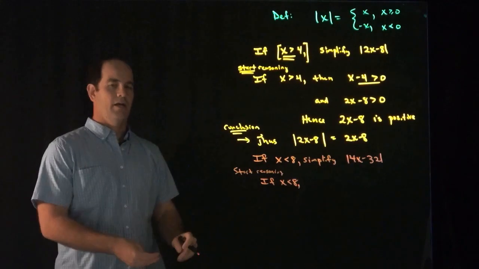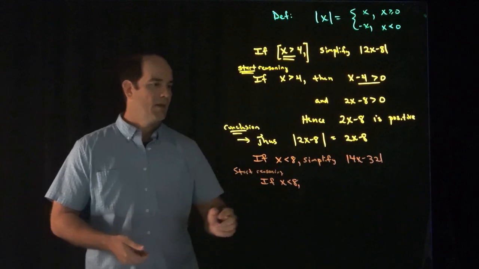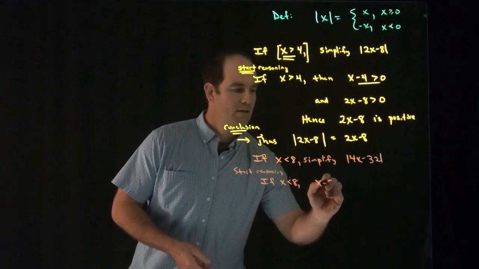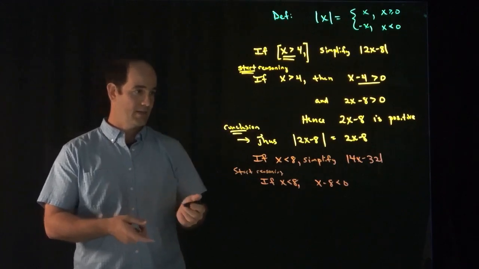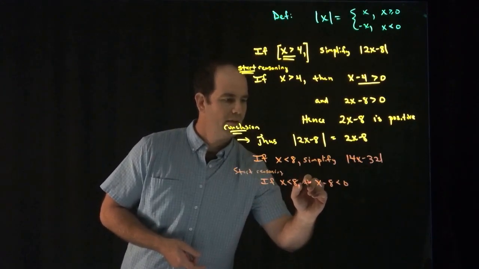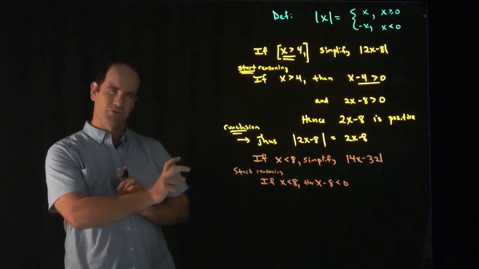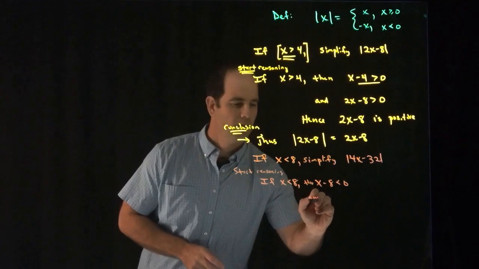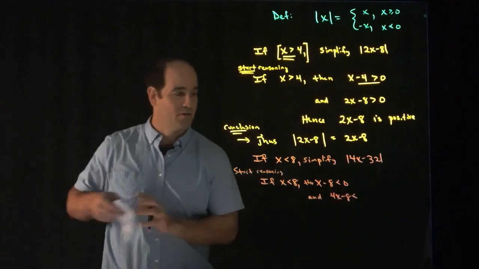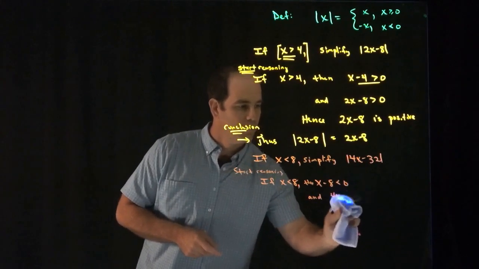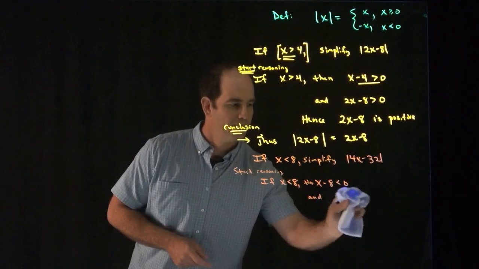If x is less than 8, I want to create an inequality with 0 on one side. And in this case, I'm going to subtract 8 from both sides. So if x is less than 8, then x minus 8 is less than 0. And you know what? That's almost what's inside the absolute value. 4x minus 32 is also going to be less than 0.